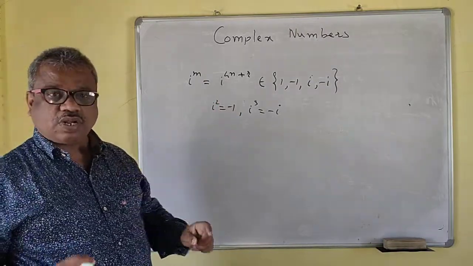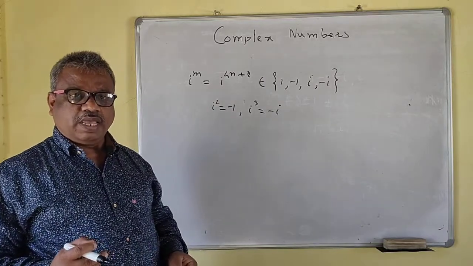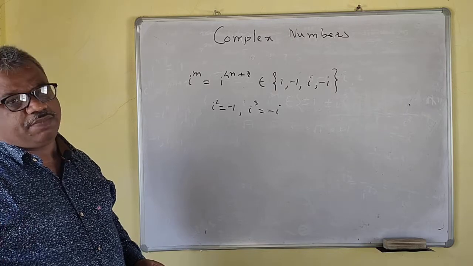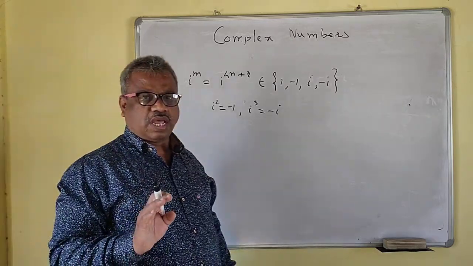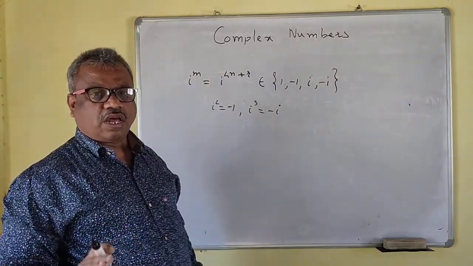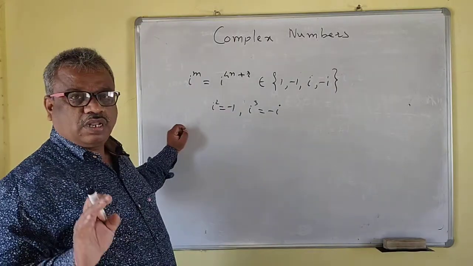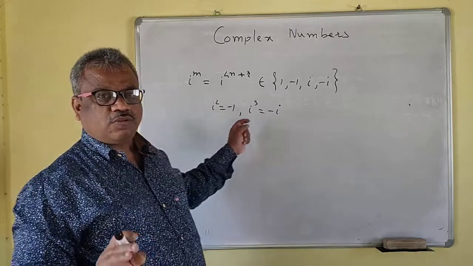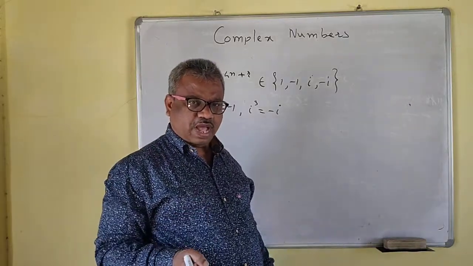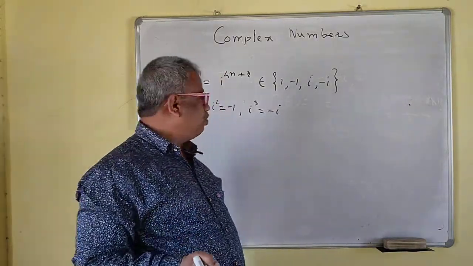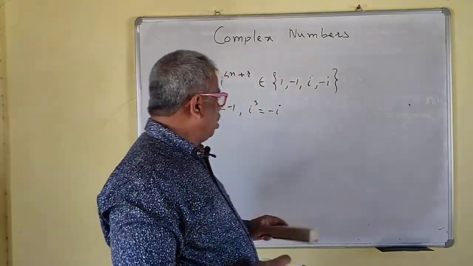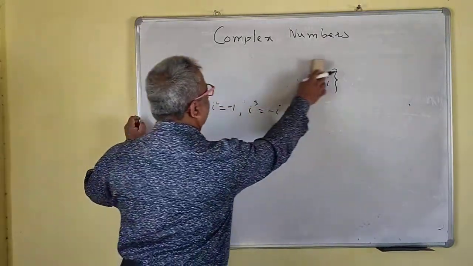Okay, so if you want to find the power of i, divide that power by 4 and just find the remainder. The remainder will be 0, 1, 2 or 3. So i to the power 0 is 1, i to the power 1 is i, i square is minus 1 and i cube is minus i. I hope you understand how to find the power of i now.